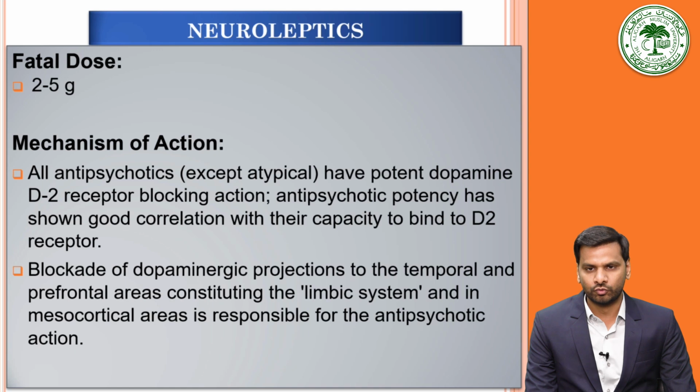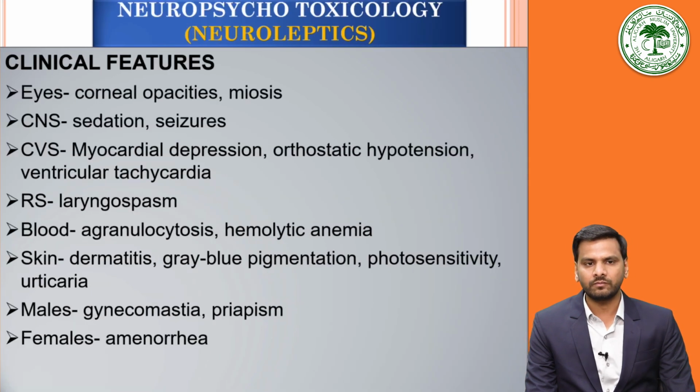Fatal dose is 2 to 5 grams. Mechanism of action: all antipsychotics except the atypical ones have potent dopamine D2 receptor blocking action. Antipsychotic potency has shown good correlation with their capacity to bind to D2 receptors. Blockade of dopaminergic projections on the temporal and prefrontal areas constituting the limbic system and in mesocortical areas is responsible for this antipsychotic action. Coming to clinical features, first, eyes.